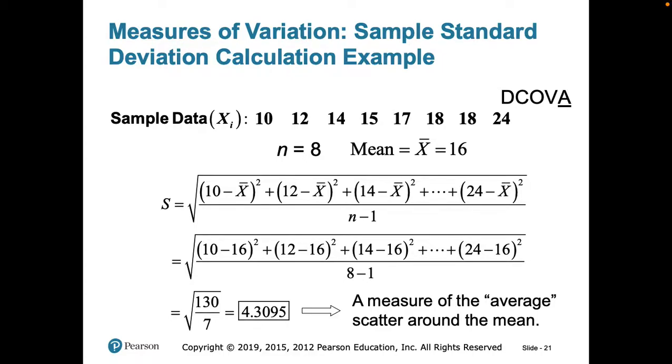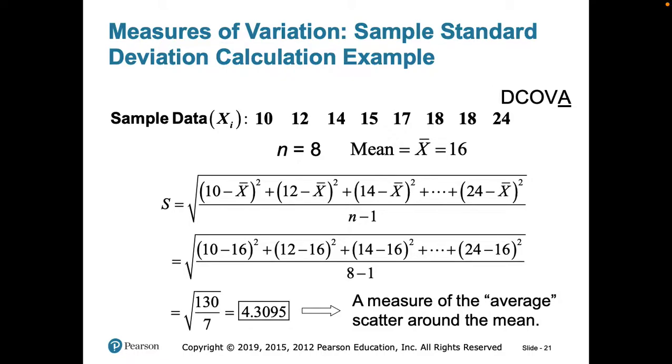So here we have an example. Look at your data. You have 10, 12, 14, 15, 17, 18, 18 again, and 24. So 8 is your number of observations. If you add all of those numbers and divide by 8, you will get 16, which is your x bar, or your mean. Then all you have to do is subtract each value from 16 and square it, then take the square root, and that will give you your standard deviation. In this case, it was 130 divided by 7, and then you take the square root of that and you get 4.30.